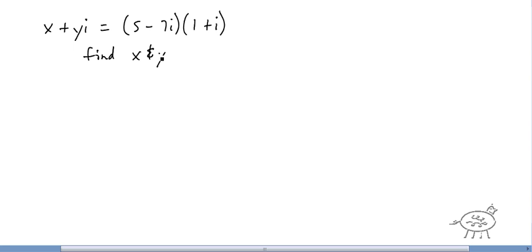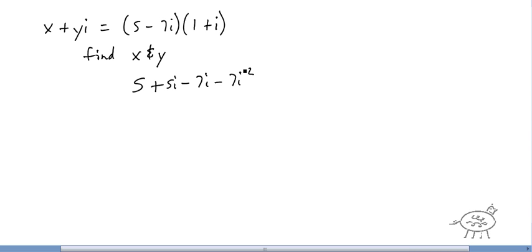So if I give you a problem like x plus yi, this is actually pretty easy. 5 minus 7i and 1 plus i. And what I'm asking you guys to do is find x and y. So you just FOIL it out. That's all you do. So 5 times 1 is 5 plus 5i minus 7i minus 7i squared.